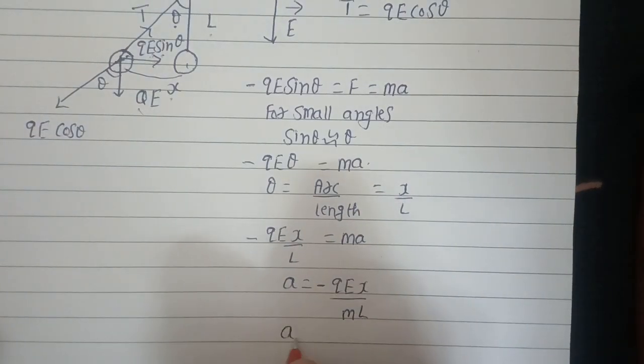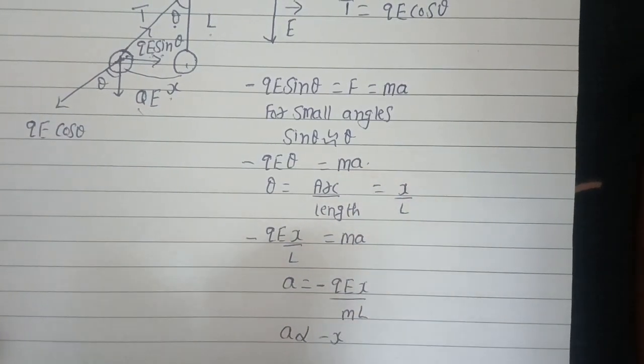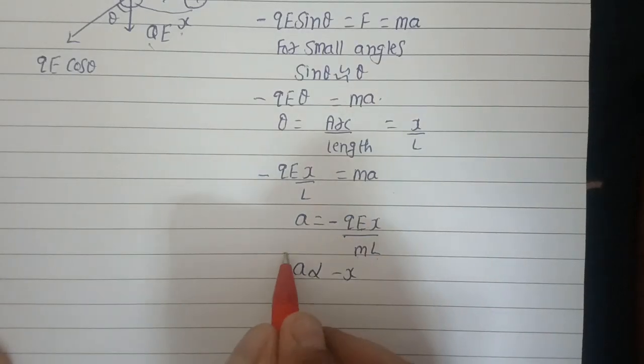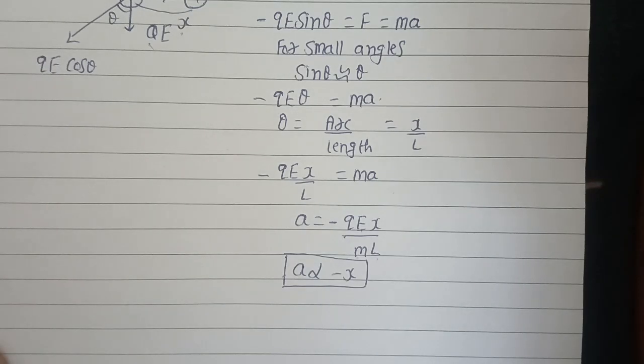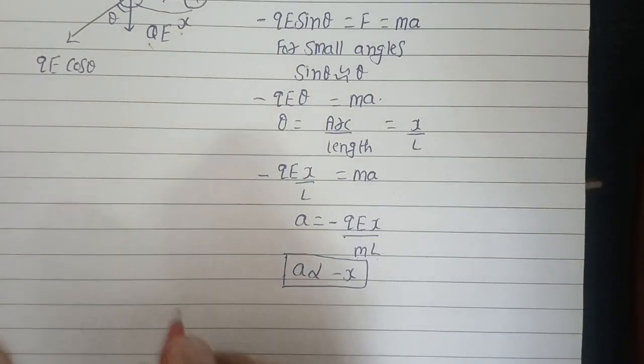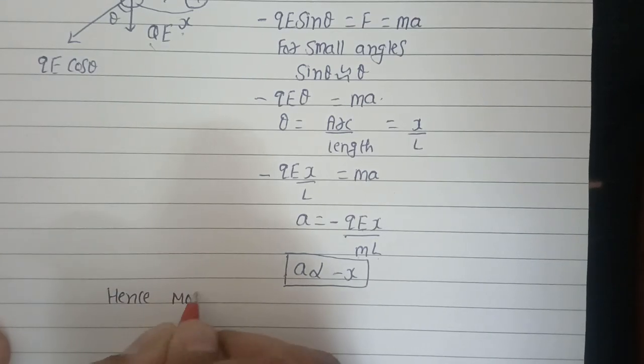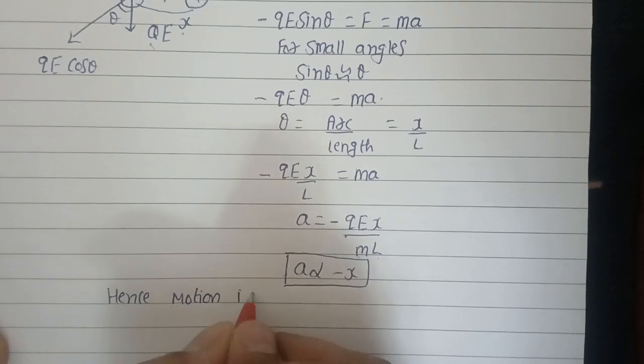That means acceleration is proportional to minus of x, because Q is constant, the electric field is constant, mass is constant, and L is constant. So acceleration is directly proportional to x, and the negative sign shows that the acceleration is in the direction of the mean position, which is the required equation for simple harmonic motion. That means this motion is a simple harmonic motion.